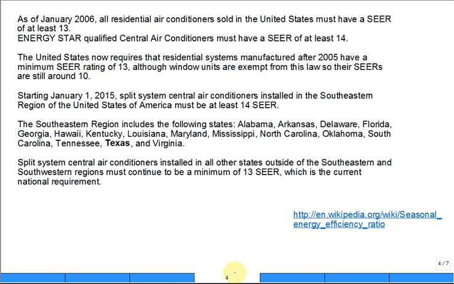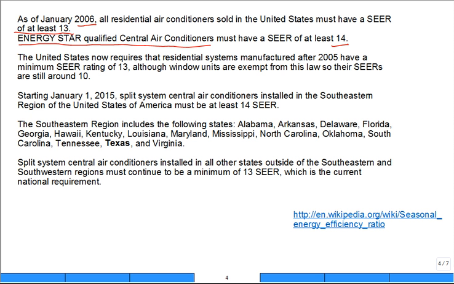These things keep changing, so let's take a look at what's been happening. As of '06, all residential air conditioners sold in the U.S. must have a SEER of at least 13. It used to be a SEER of 10. Now they've bumped it to 13. And if you want an Energy Star qualified central air conditioner, it has to have at least a 14. Otherwise, it's not an Energy Star.